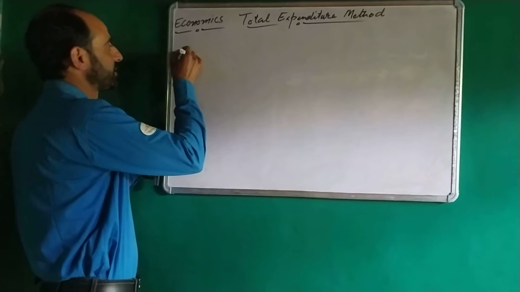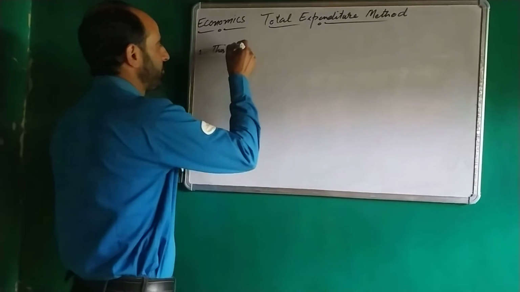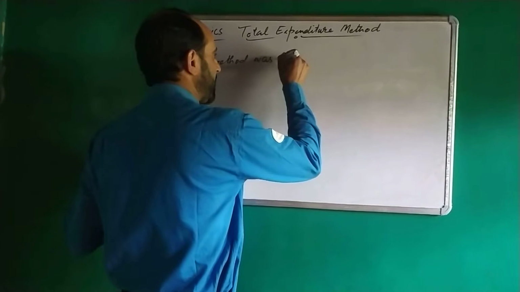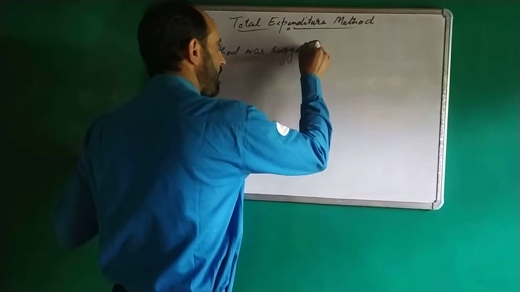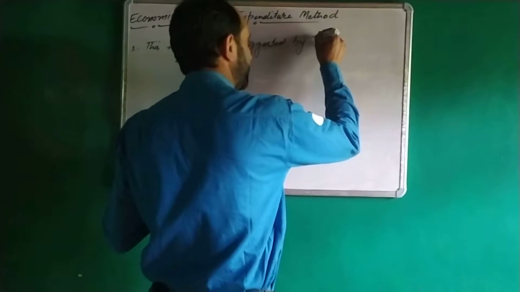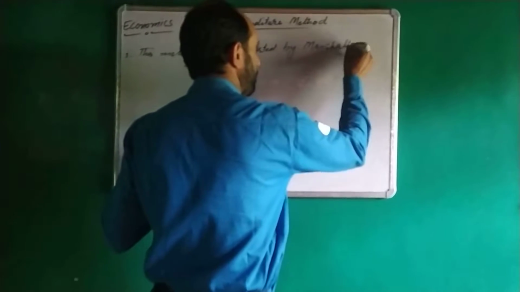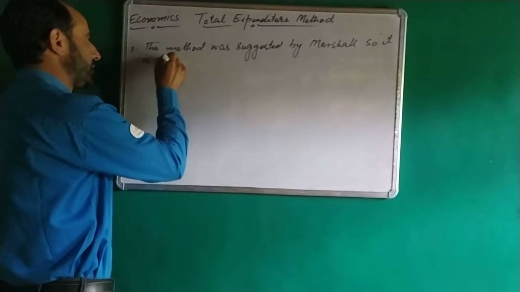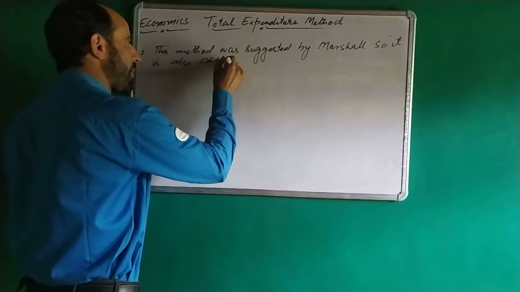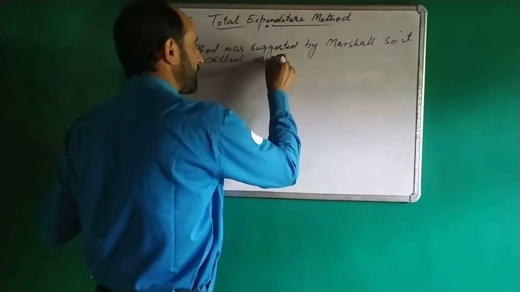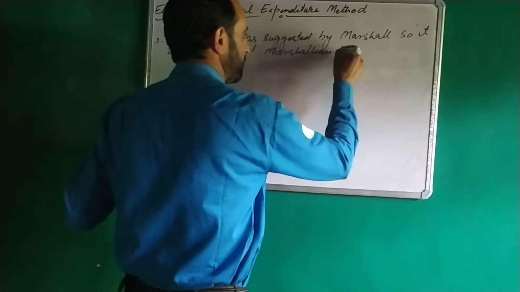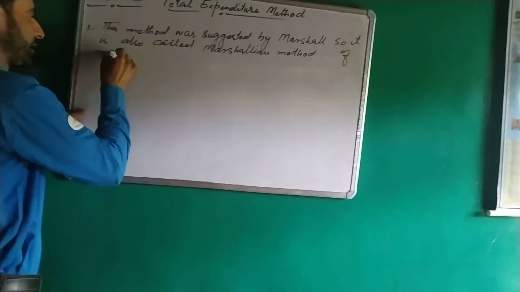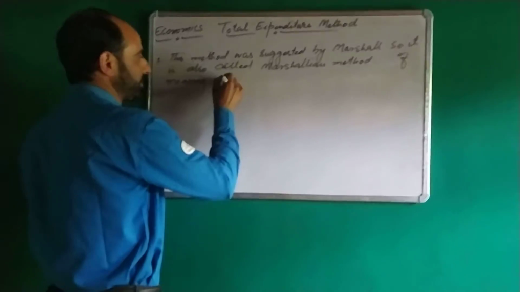Point number first is, this method was suggested by Marshall, so it is also called Marshallian method of measuring elasticity of demand.